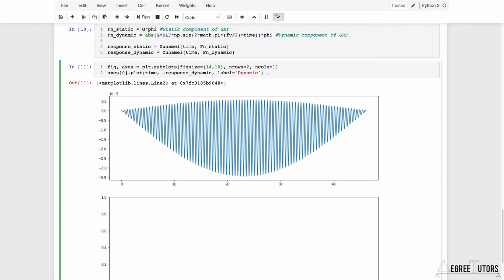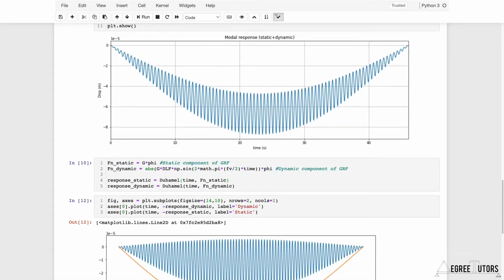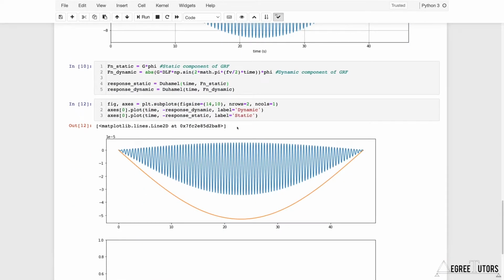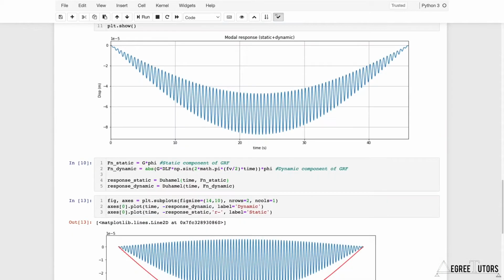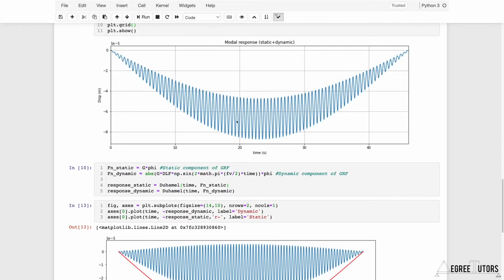Now let's also visualize the static component. So onto the same set of axes, I'm going to plot the static deflection, and we'll just say static. And let's make it red, so I'll call it a red line. Okay, great. So there you have it. We've very clearly visualized the two separate components of the response of that structure, the dynamic oscillation and the static deflection. You combine the two of those together and you get this guy here.